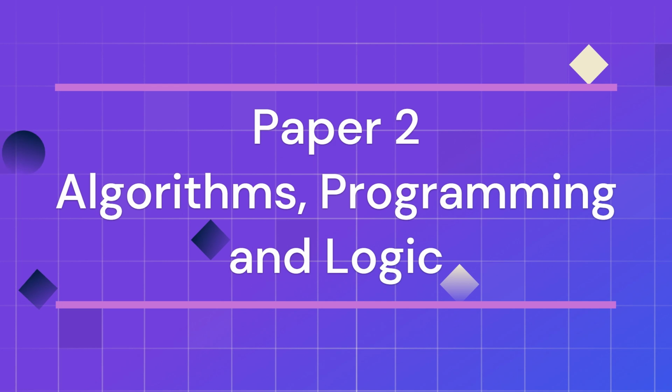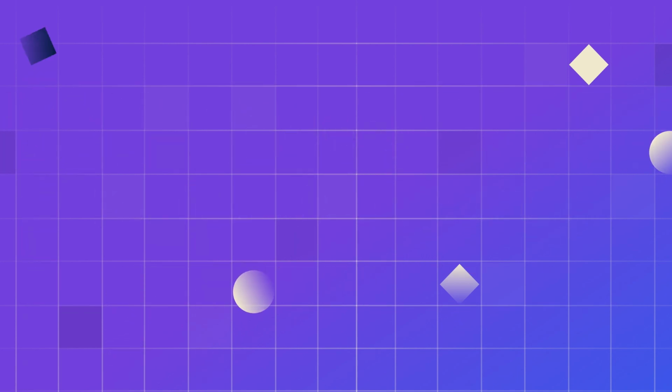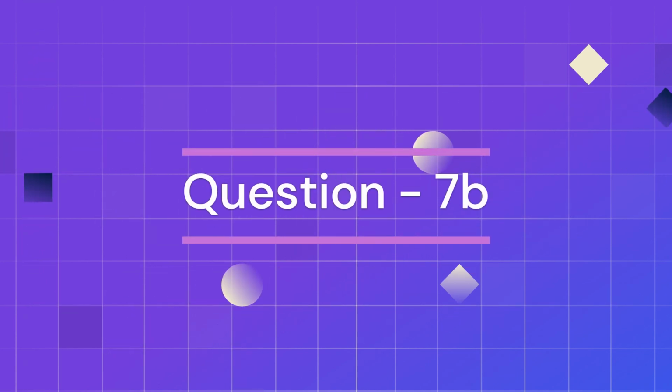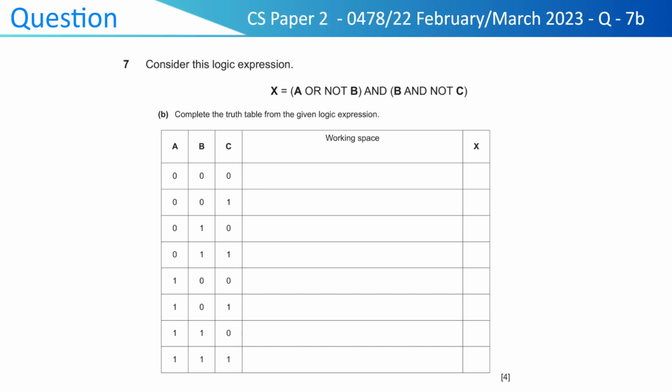Today we are going to solve question number 7 part B of the 047822 February-March 2023 past paper. The question is, consider this logic expression. X is equal to (A or not B) and (B and not C). Complete the truth table from the given logic expression.